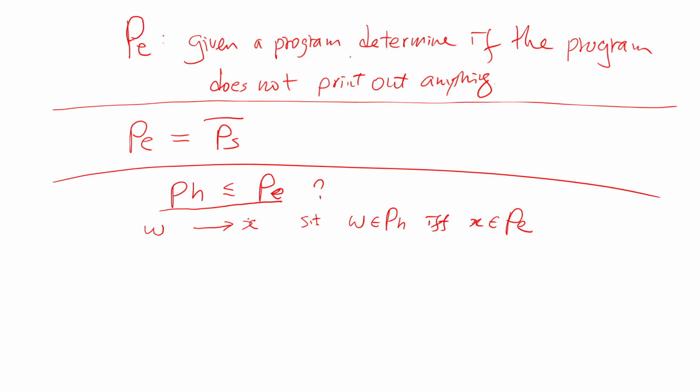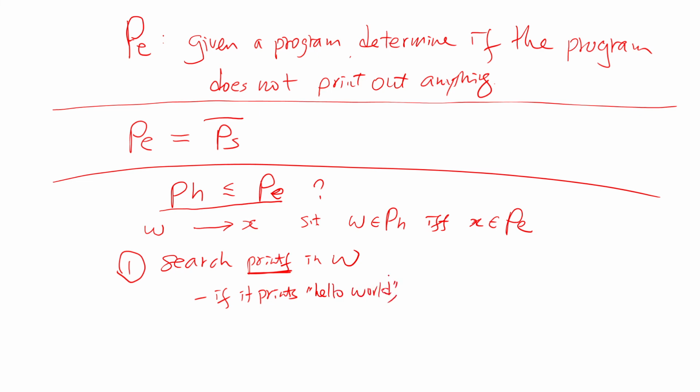So we can follow a very similar procedure. Step one, we search the printf statements in W. If we found a printf and it prints hello world, then we want this modified program to be in PE. PE means print nothing. If we print hello world, then we want to print nothing, so we cannot keep it. We need to remove it.